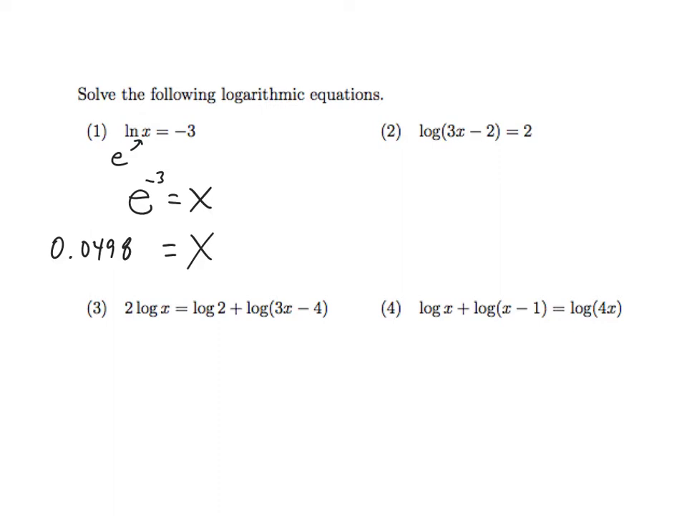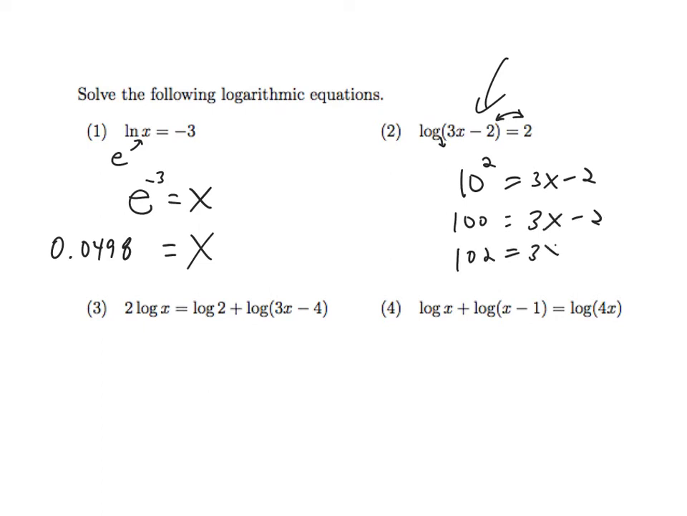Looking at the next one. There really isn't anything we can do here to simplify, so we are going to change this to exponential form. The base here is 10, so I raise 10 up. These two get switched. 10 to the second power is 3x minus 2. 100 is 3x minus 2. If I add 2 to both sides and then divide both sides by 3, x is going to be 34. Cool.